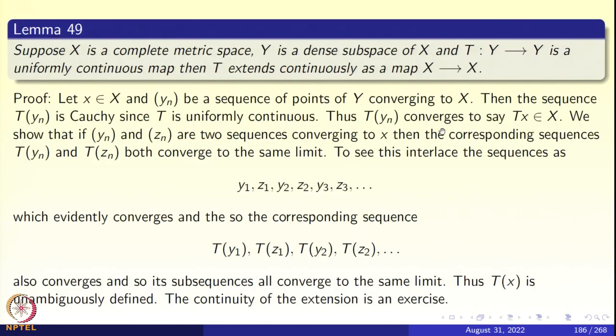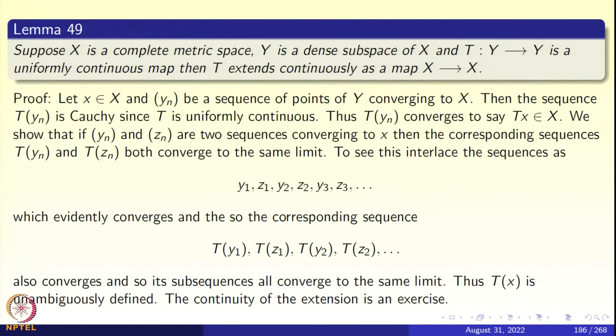So now we are in the following situation. We have a complete metric space X and a dense subspace Y, and we have a mapping T from Y to Y which is uniformly continuous. Then T extends continuously as a map from X to X. I repeat that in our context, X is L2 of the real line and Y is the Schwarz class, and this transformation T is the Fourier transform operator. We know that the Fourier transform maps S onto S and it is uniformly continuous with respect to the L2 norm.